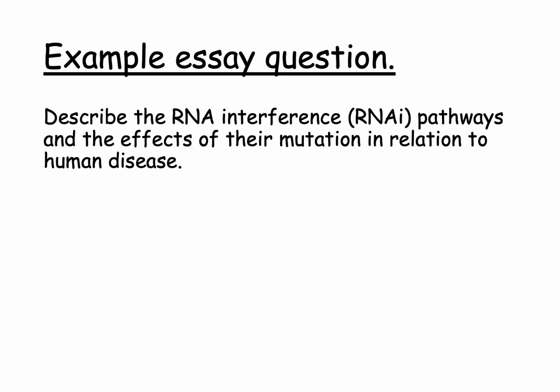So if this question or a similar question comes up, you should be very mindful of what the question is asking you. The first thing is, describe the RNA interference pathways. The second part of the question is the effects of their mutations in relation to human disease. So it's a two-part question in one, and you have to tackle it as is stated.